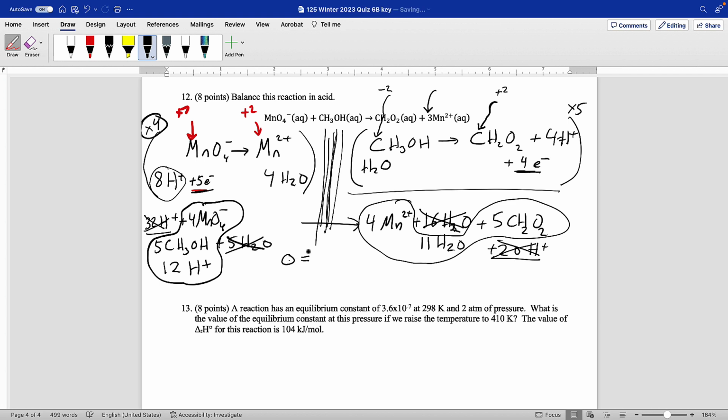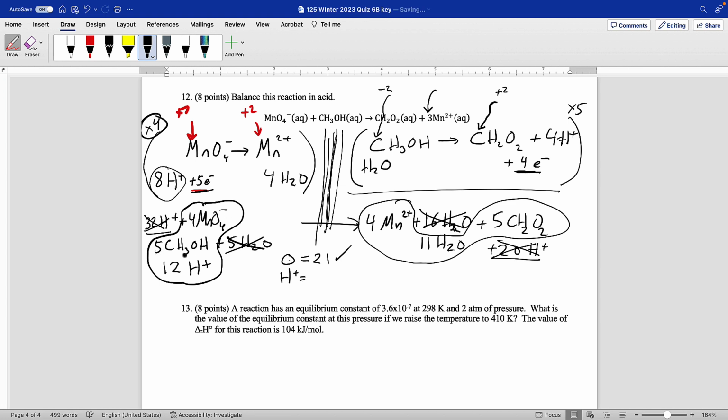So oxygen, we've got 4 times 4 is 16. And then we've got 5. So that is 16 plus 5, or 21. On the other side, we've got 11 waters, so that's 11 oxygens, plus we have 5 times 2 over here, so that's 10. So 11 plus 10 is 21. Okay. Hydrogens, let's check those.